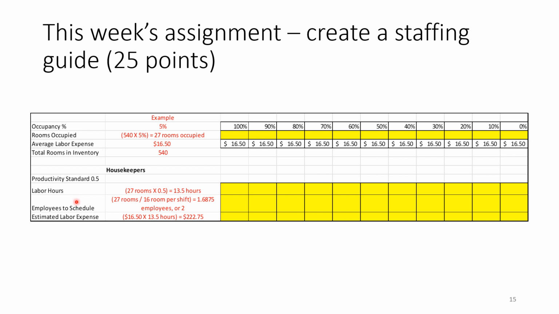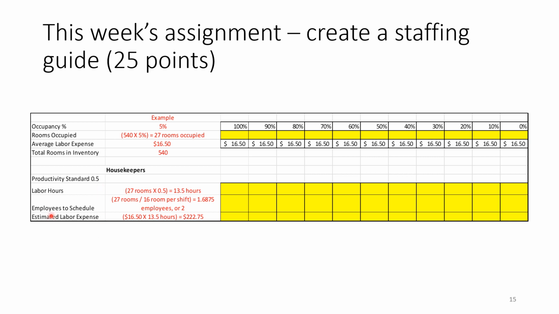So for our labor hours, we are going to take 27, because that's how many rooms are occupied, and we're going to multiply it by our 0.5 productivity standard, or 30 minutes. And that means that we need to be able to clean 27 rooms in 13 and a half hours. So now I need to know how many employees I need to schedule.